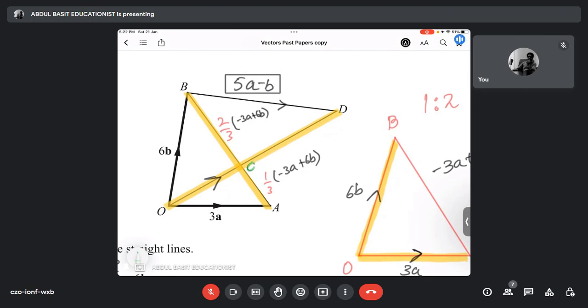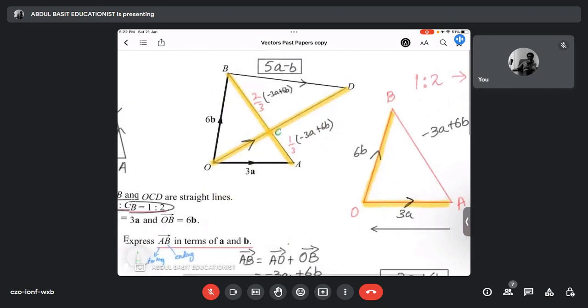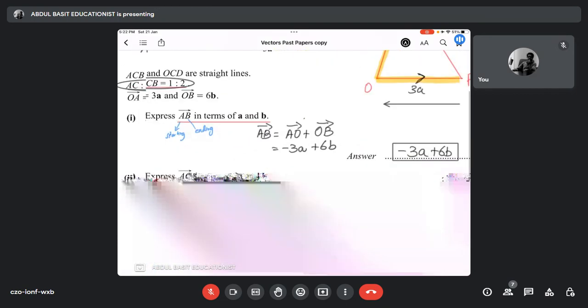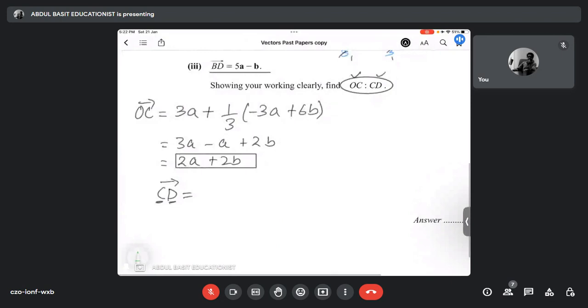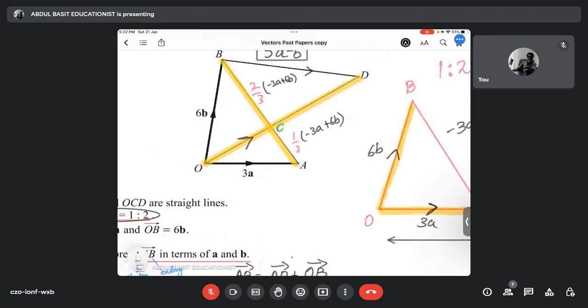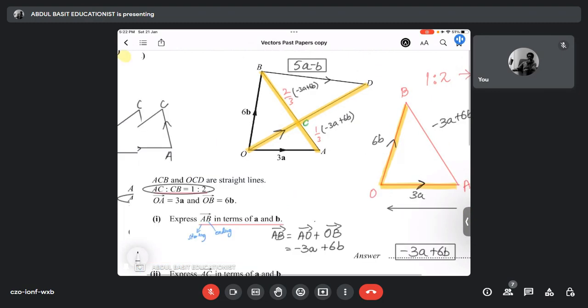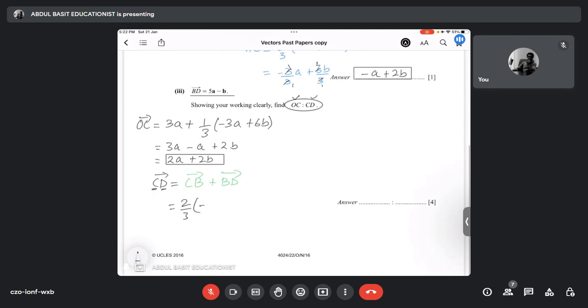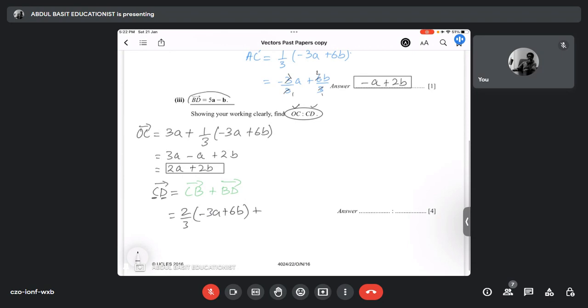Yeah, that's the answer. So C to D is equal to C to B plus B to D. So write that. C to D is equal to C to B and then B to D. So Noor, can you see that C to B is already available, which is 2 by 3 minus 3a plus 6b? Very good. So that is 2 by 3 minus 3A plus 6B, and B to D was given in the question. We can see that it is 5A minus B.